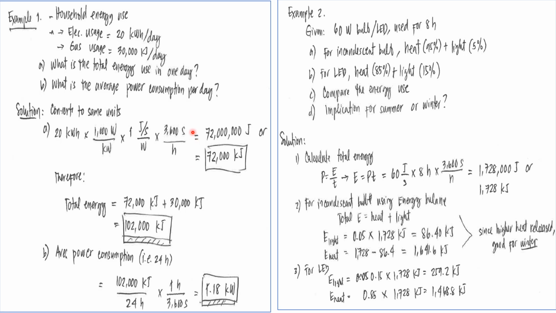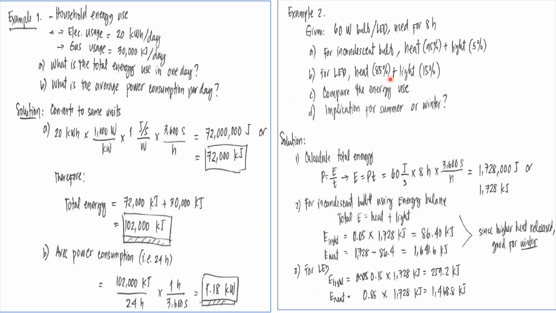So that is the consumption per day. That means we can divide the total energy by 24 hours in one day. And this hour, we can convert into seconds. So 1 hour is 3600 seconds, so we divide it in this denominator here. So the answer is 1.18 kilowatts. That's the average power consumption for both electrical and gas usage for that household.